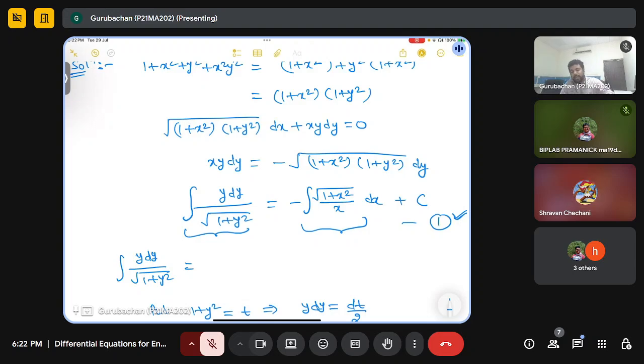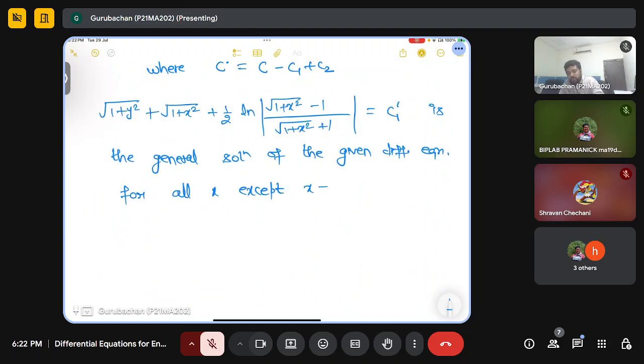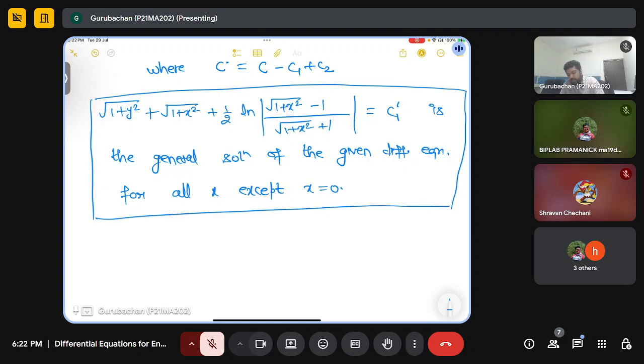X should not be equal to, exactly, so x should not be equal to 0. So except x equal to 0. That means the domain, if I write specifically, can be all x belongs to R, or you can say R minus 0, if I'm talking about x. Is it clear? Shall I move to the next one, or do you have any doubts? Then you can ask, please. Okay, I'll assume that you get it.